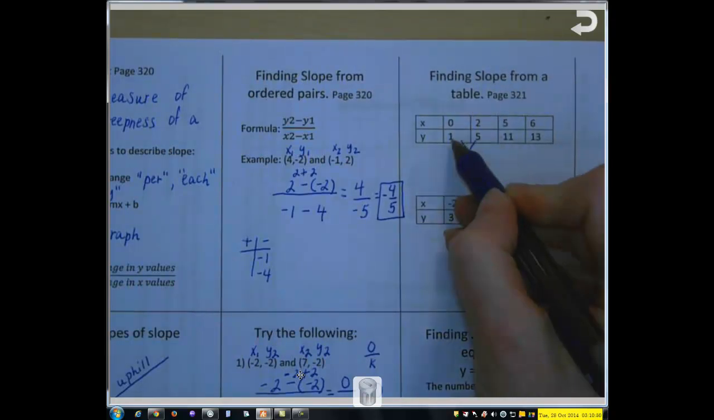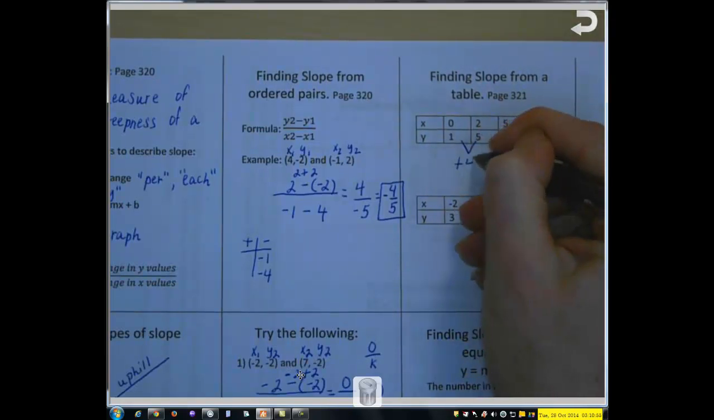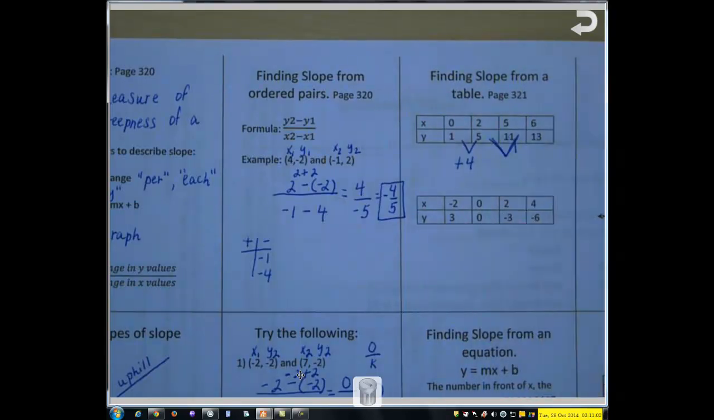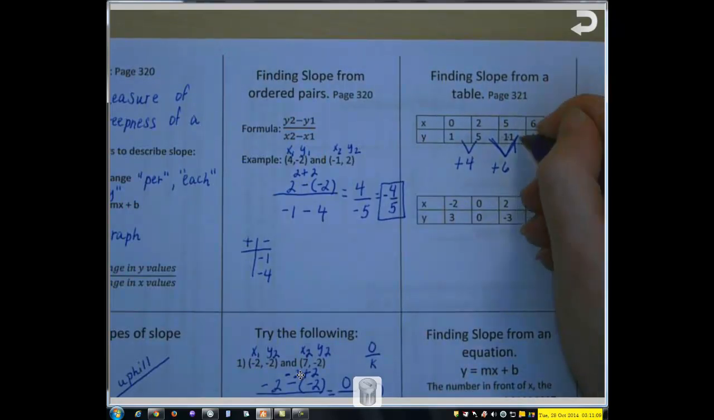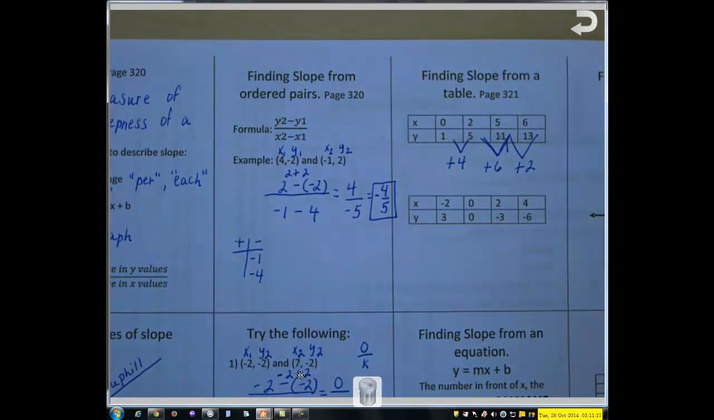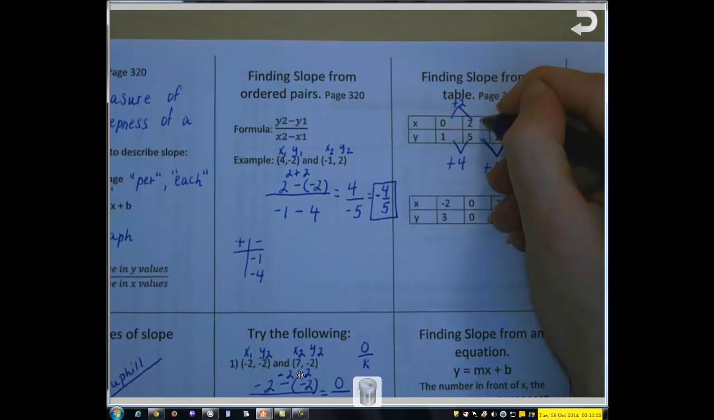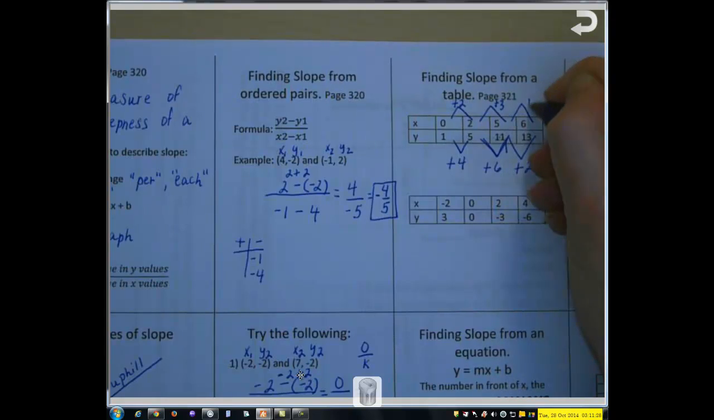We have 5 minus 1, so y is changing by 4. It's increasing by 4. Now we've got 11 minus 5, so y is increasing by 6. And now when we go from 11 to 13, y is increasing by 2. Let's see what the x values are doing. Well, x is increasing by 2, then it's increasing by 3, then it's increasing by 1.